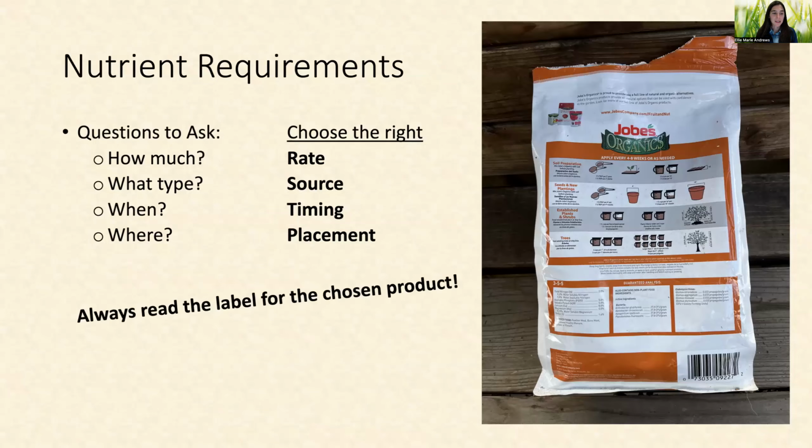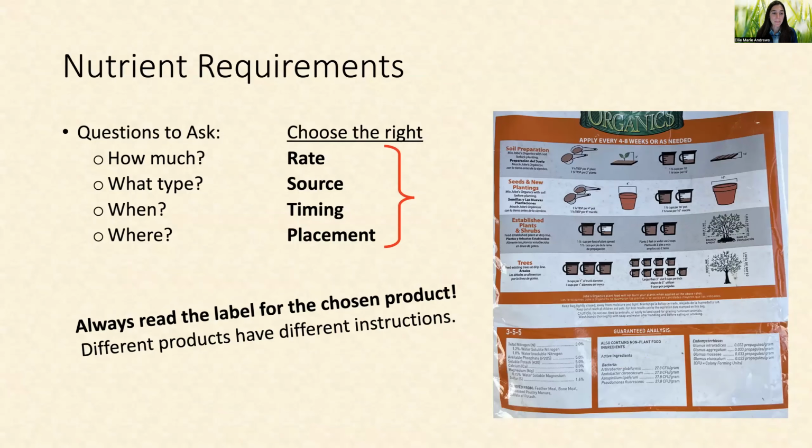We're going to get into rate, source, timing, and placement in a little more detail. But the most important thing you can do is to always read the label for your chosen product. Like I mentioned, there are a lot of products out there, and they often have pretty different formulations, ingredients, and directions. So it's really important to read the label for the product that you choose, because different products have different instructions. But all of this information, rate, source, timing, placement, will be on the label. So the best place to start is to make sure that you know the correct way to go about applying it.